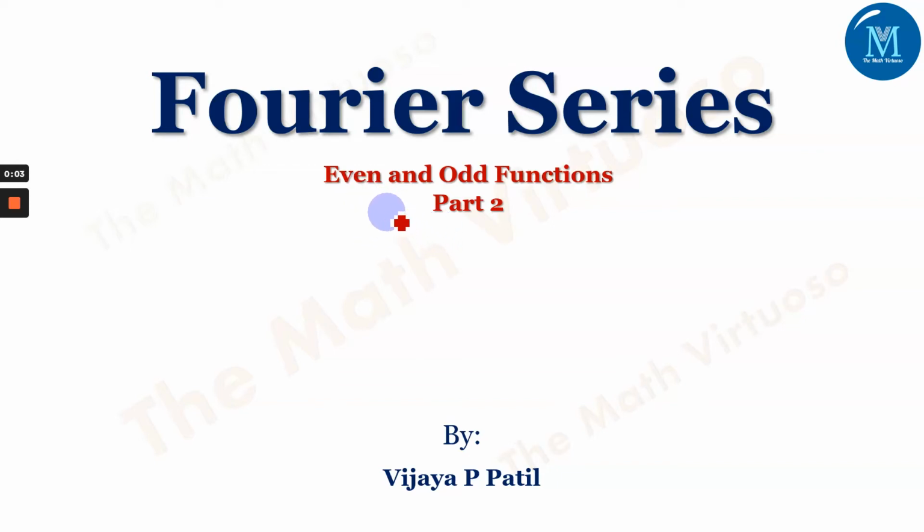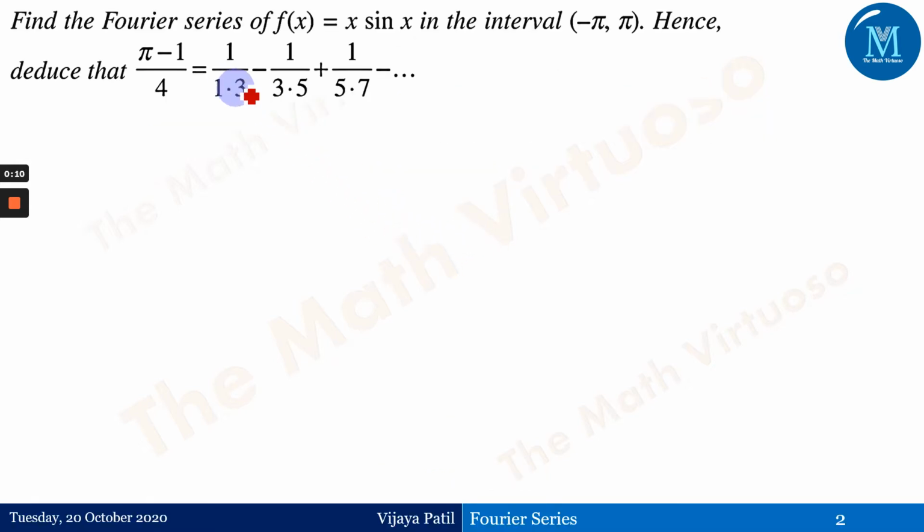Hello everyone. In continuation with the Fourier series, we'll be going ahead with the even and odd functions, and this is part 2. Find the Fourier series of f of x equals x sine of x in the interval minus pi to pi, and this is the deduction part. So this is the first part I have divided, and this is the second part of the question.